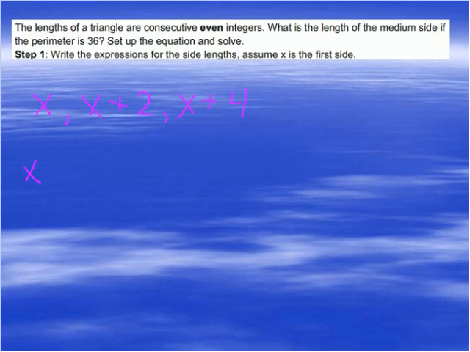So the equation we're going to come up with this time, if we sum those, again, we're adding because sum means to add. And we're going to set it equal to 36. Okay. So here are our sides of our triangle, and the perimeter, when we add up the sides, equals 36. So let's combine like terms. It's x plus x plus x, which is 3x. 2 plus 4 is 6.